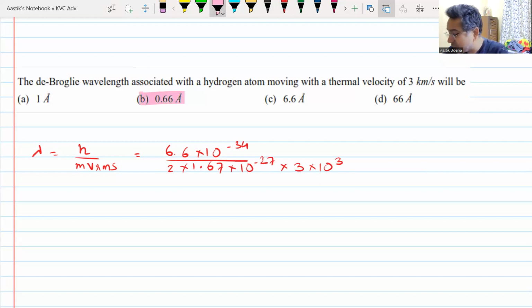and I think now you have to look at the powers as well because the answers are given as 0.66, 6.6 and 66. The answer that I have is 0.66, so that should be the right answer, and that is how you have to do a question of this nature. I hope you understand this. Everyone understands this?